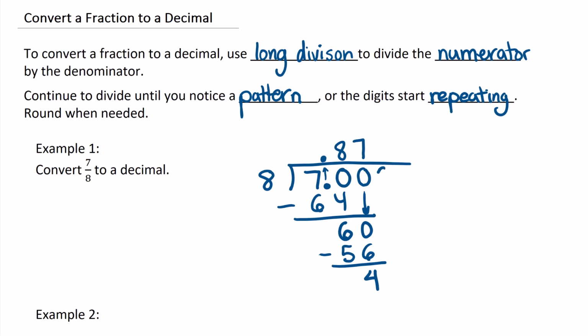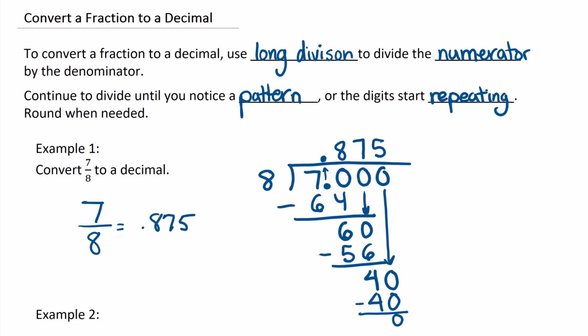8 will not go into 4, so we need to introduce another 0. 8 will go into 40, and this time it will go in evenly. So 5 times 8 is 40, and so we have a remainder of 0. And we know that we're done because we now have a remainder of 0, and we're done with the long division. So to convert 7/8 to a decimal means that 7/8 is equivalent to 0.875.